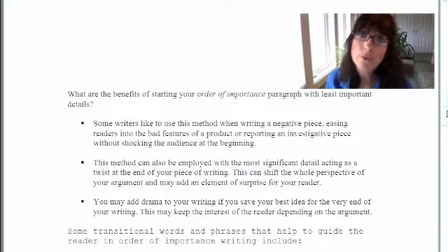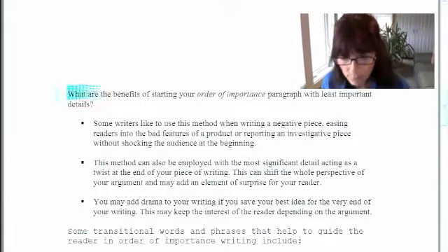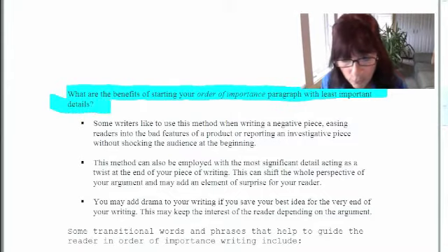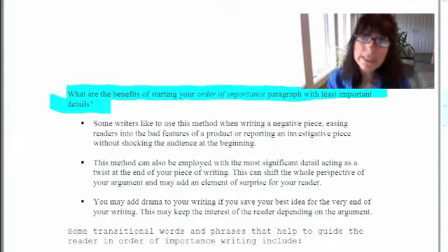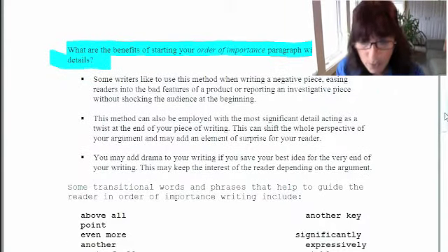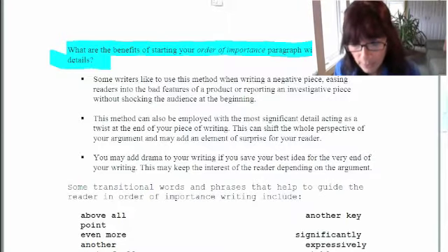By weak, we don't mean they're not good points, but you always have to organize your ideas. They have to be in some order. Now I've included the benefits of starting your order of importance paragraph with your least important details and then working your way up to the most important. When would you use this method? Well, I've included some ideas here to explain.